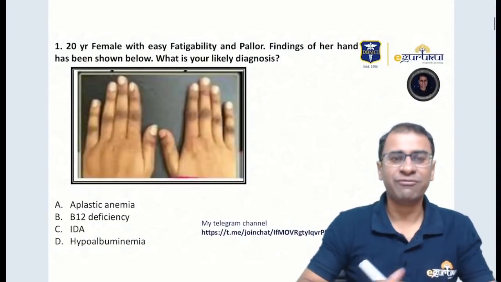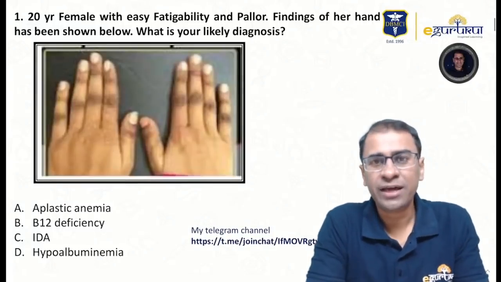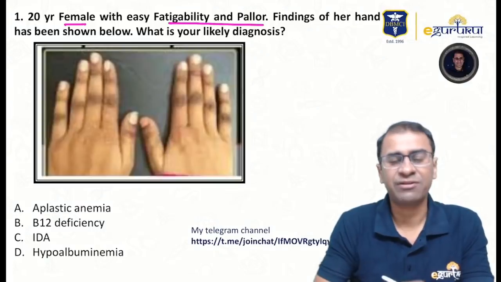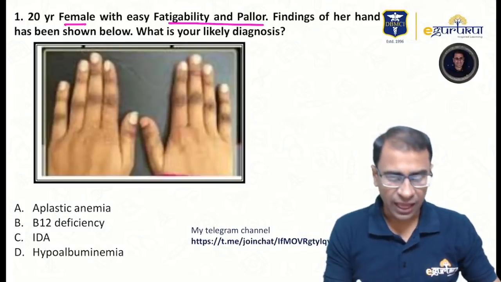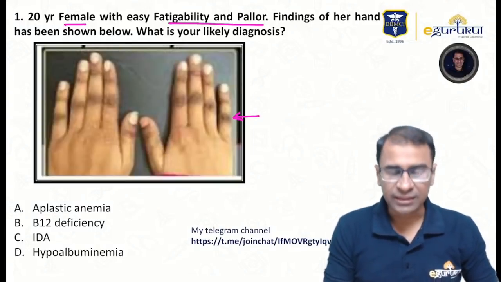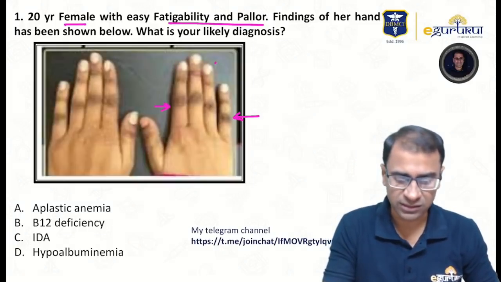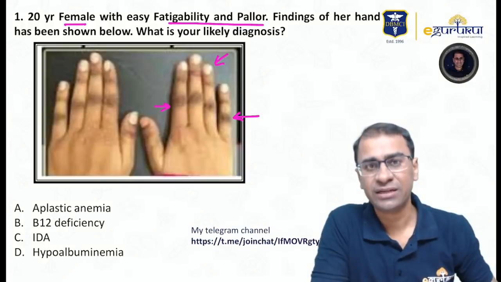So, here I'm starting with the first question, which says a 20-year-old female, she has easy fatigability and pallor, which tells it's a type of anemia. And what is the finding shown here? That she has some hyperpigmented knuckles, and basically she also has white nails.